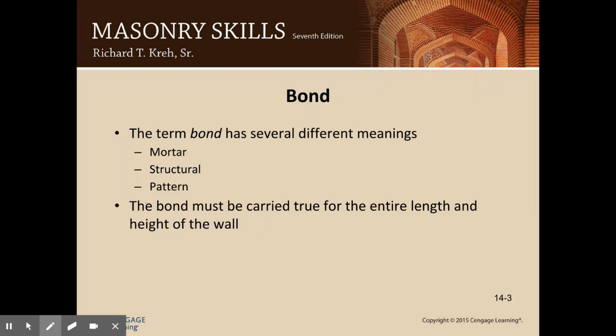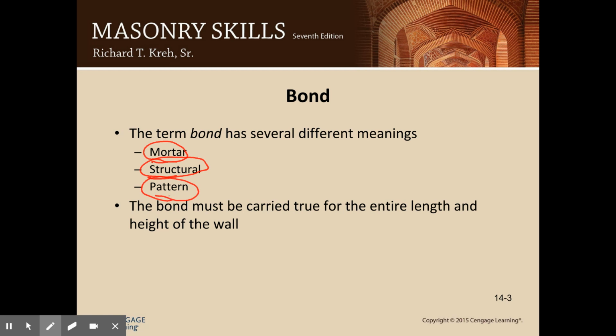So the term bond has three different meanings to it. You can have a mortar bond, which is between the mortar and the brick, a structural bond, which refers to the integrity of the wall and how it's anchored, or a pattern bond, which you create with the bricks.